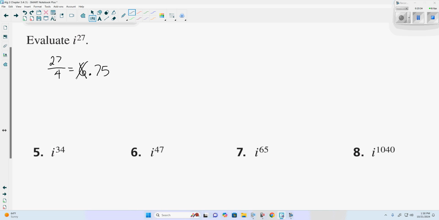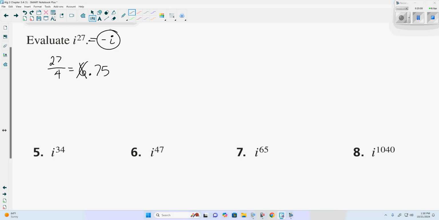Now we don't care about the 6. All the 6 tells us is that we went through this cycle of 4 values 6 times. 0.75 corresponds to negative i, which is telling us that i to the 27th is equal to negative i.